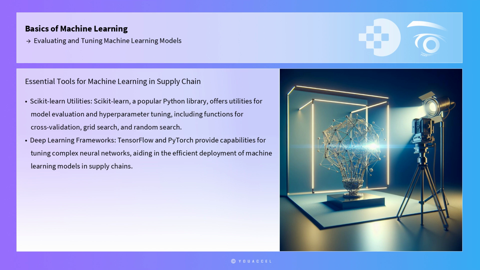In addition to these methodologies, practical tools and frameworks facilitate the evaluation and tuning process. Scikit-learn, a popular Python library, offers a wealth of utilities for model evaluation and hyperparameter tuning, including functions for cross-validation, grid search, and random search. TensorFlow and PyTorch, two leading deep learning frameworks, also provide capabilities for tuning complex neural networks. These tools are essential for supply chain analysts seeking to leverage machine learning in their operations.